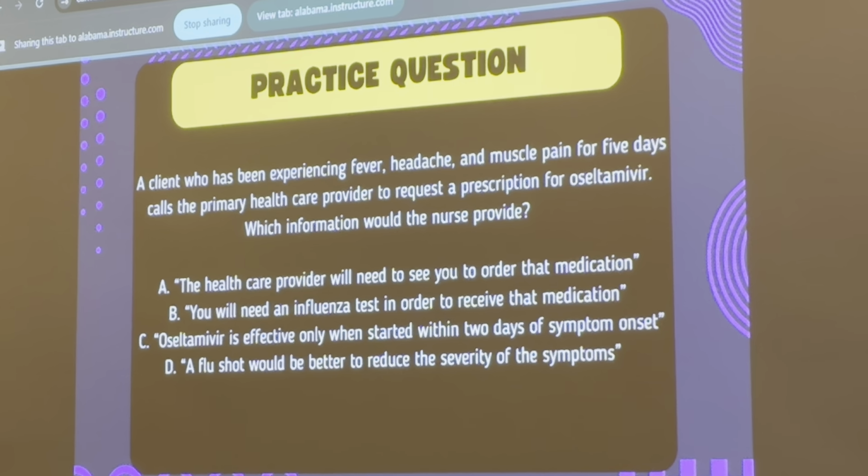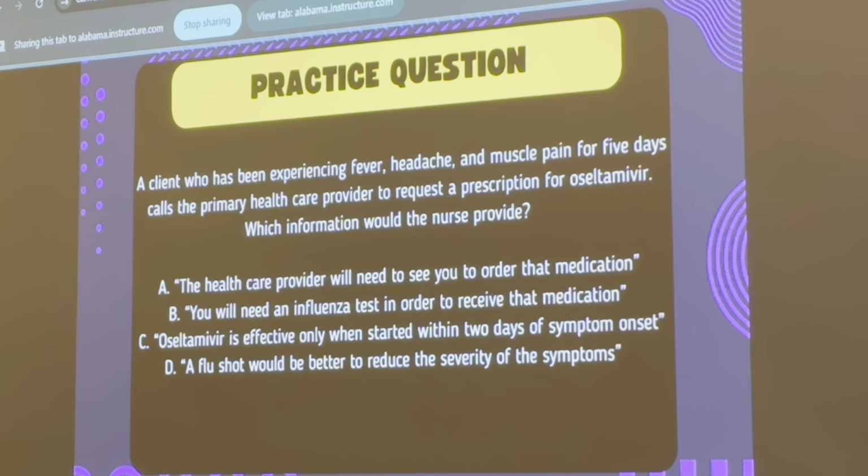C, good. Yes, A and B are correct, but what's the most correct? In 2 days. So she's already day 5. There's no point in the physician seeing her to get this medication. Same thing with B. If she's having these symptoms, yes, she may have the flu, but it will eventually self-limit and cure itself. And so there's no reason to test her.